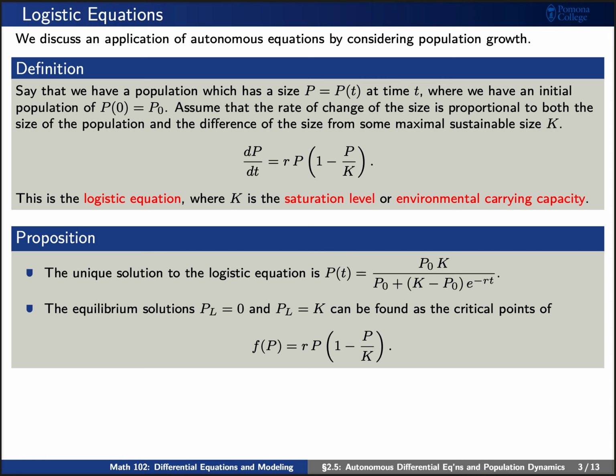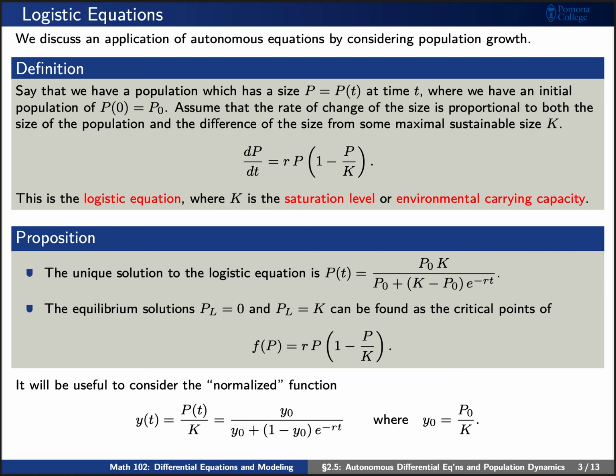We can find these equilibrium solutions by taking a look at our autonomous equation, writing this as dp/dt equals f of p, and realizing that the right-hand side is f of p equals r times p times 1 minus p over k. We'll find the equilibrium solutions by setting f of p equal to 0 and then solving for p, namely p equals 0 or p equals k.